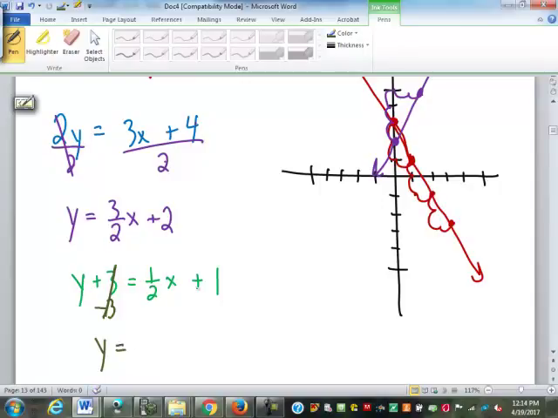On the other side, I cannot subtract 3 from 1/2 x. I can only subtract it from the 1. So the 1/2 x doesn't change. 1 minus 3 becomes negative 2. So that starts at negative 2 and then goes up 1 over 2.